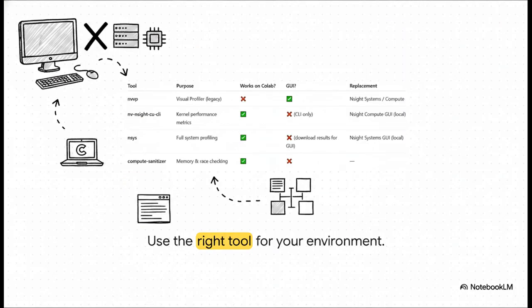However, before you jump right in, I want to give you a highly practical takeaway. You have to make sure you're using the right tool for your specific environment. As this compatibility guide shows, the Legacy Visual Profiler, NVVP, requires a GUI desktop. So, if you are writing your code in a headless environment like Google Colab, for example, you can't use a GUI. Colab users have to rely on the command line tools. You'll specifically want to use NV-Insight CU-CLI for getting those kernel metrics, or NSYS for a full system profile.